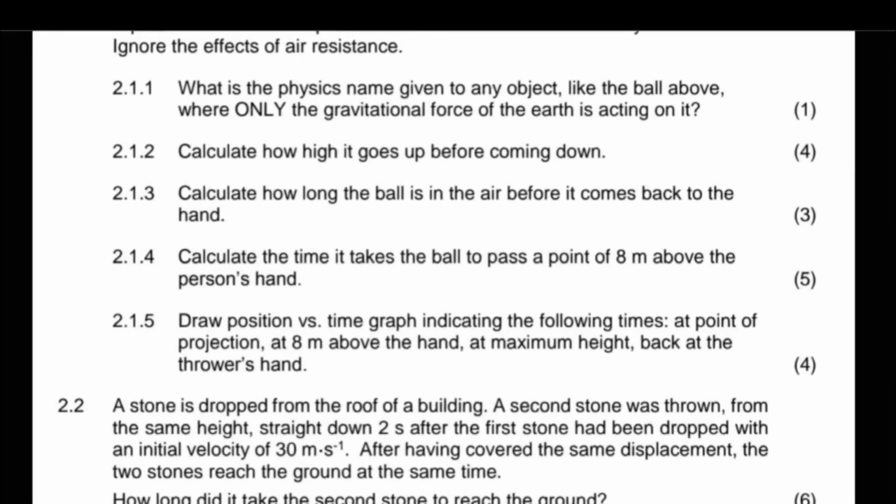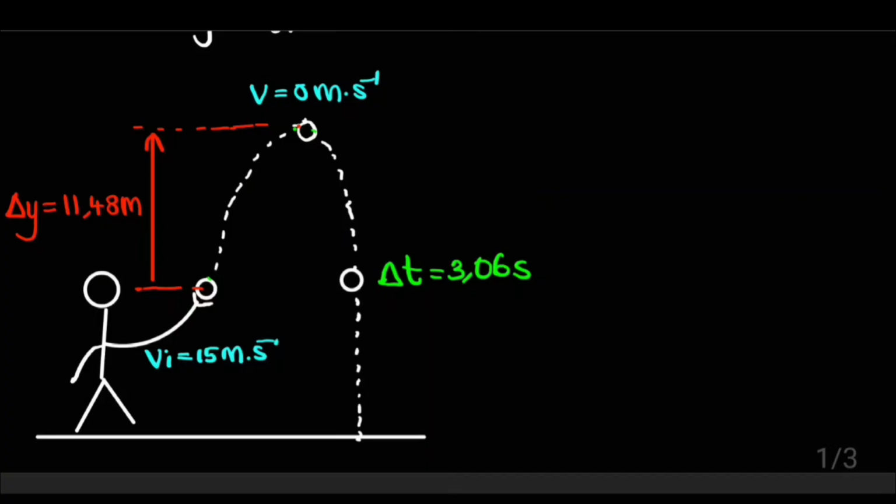Okay, we're going on to 2.1.4. It says calculate the time it takes the ball to pass a point of 8 meters above the person's hand. So 8 meters above the person's hand. Now let's figure out where that is. So if from the person's hand to the highest point was 11.48 meters, and we're looking for 8 meters, we can estimate 8 meters to be, say, somewhere here.